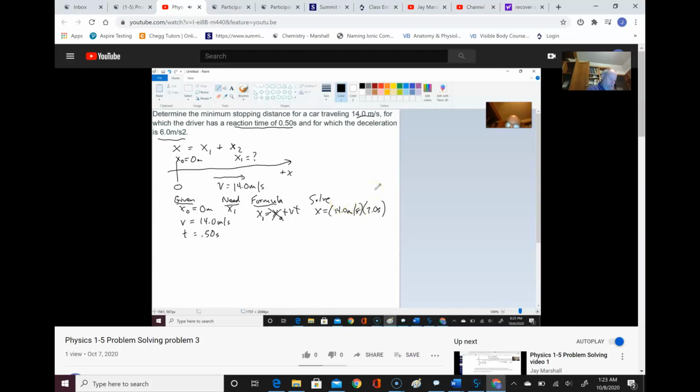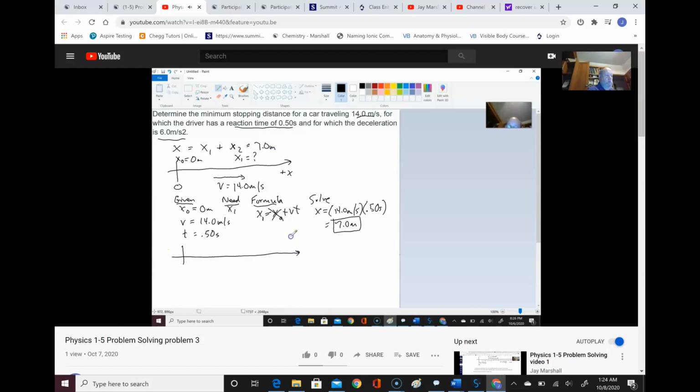I don't know why I said 7.0 seconds. Let me erase that. That's 0.50 seconds. I guess what I was thinking was the answer. So 1/2 times 14 is going to equal 7.0 meters. It's not meters per second, it's meters. Okay, so that's my x1. I can come back up here and put that value in: for my x1, I've got 7.0 meters. Now I have to find out how far I went during my second motion.